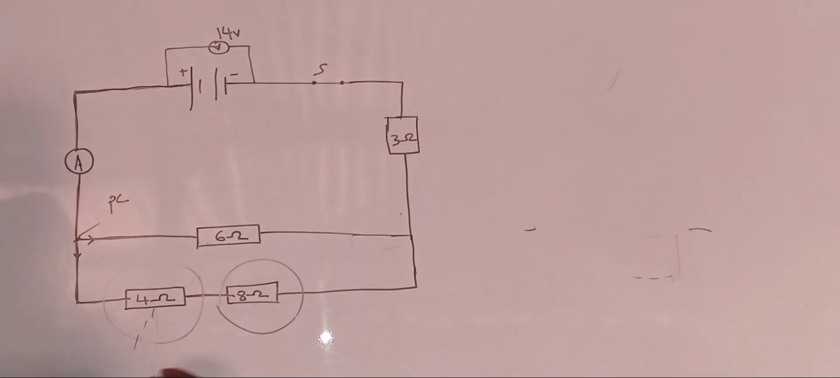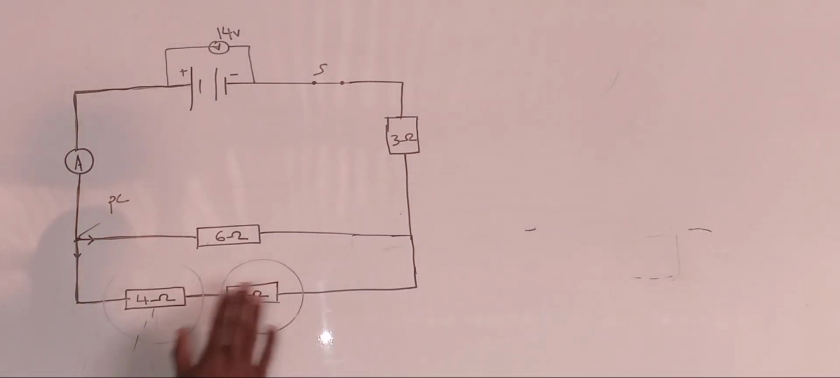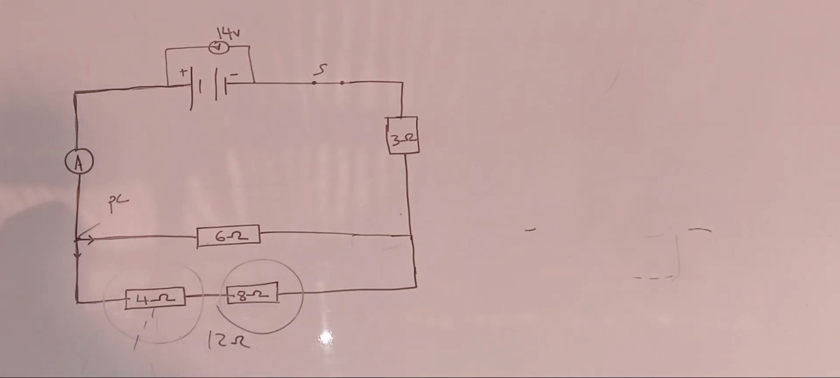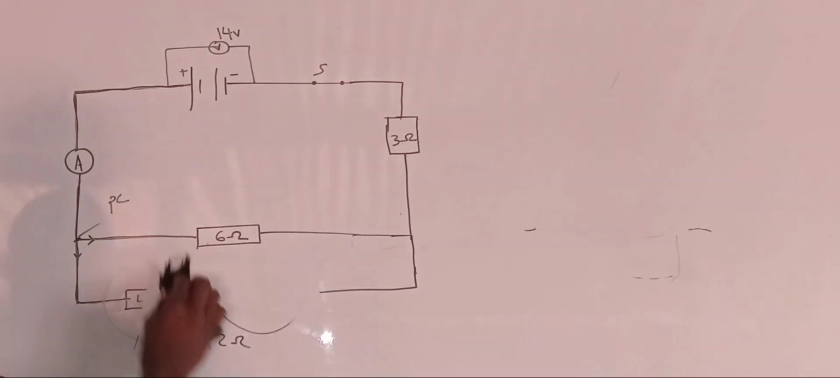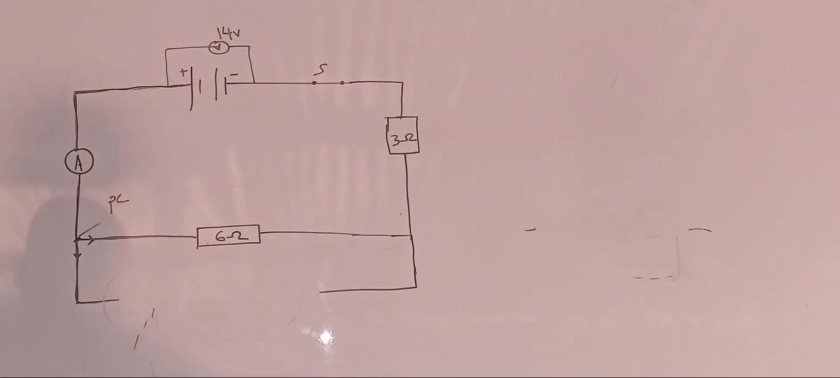But we know that we must destroy a series connection inside the parallel connection, meaning that we have to add them. Just add them, 4 plus 8, we're going to have 12. So when we have 12, it means that we have destroyed the series connection. I don't know if you understand that. Since we destroy the series connection, we are having something that looks like this.